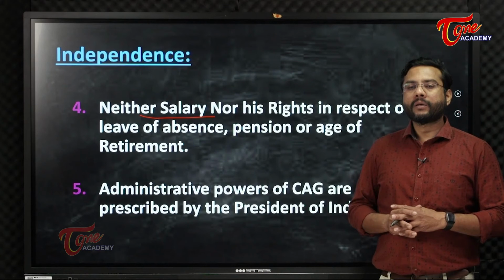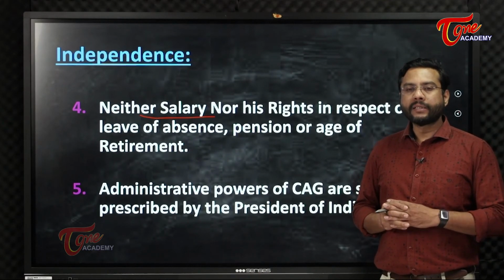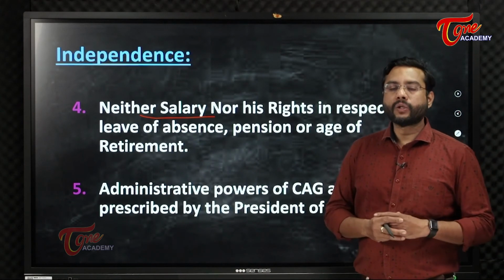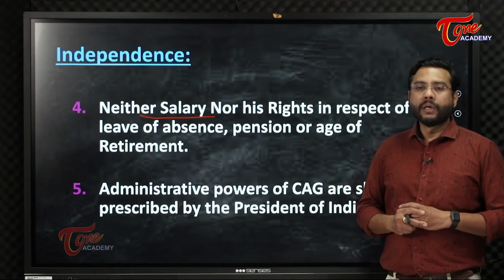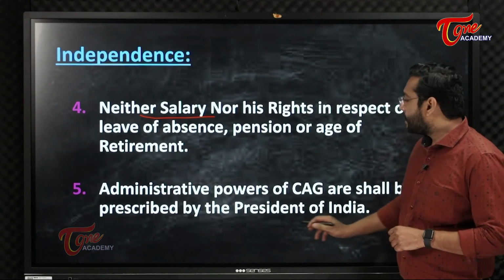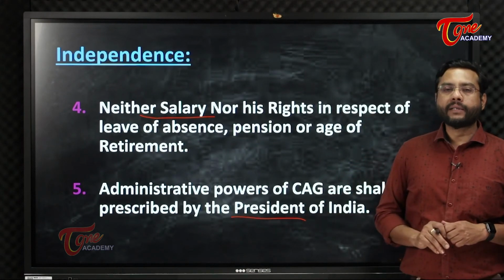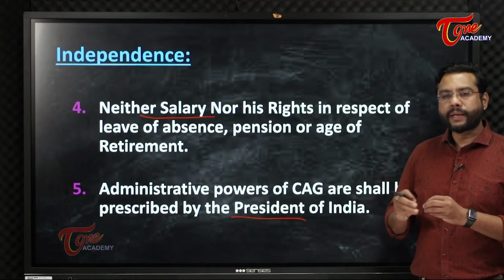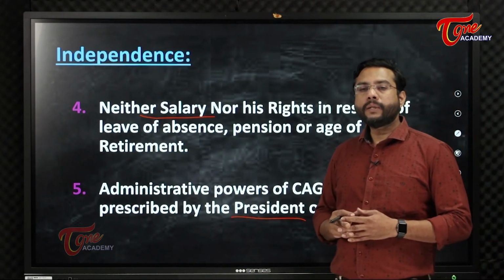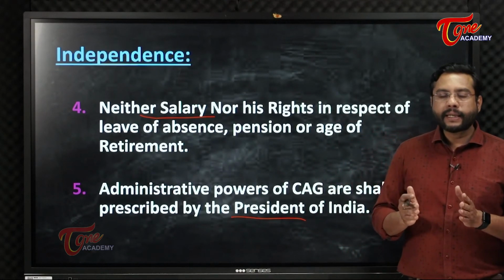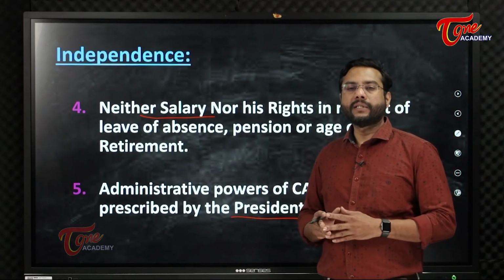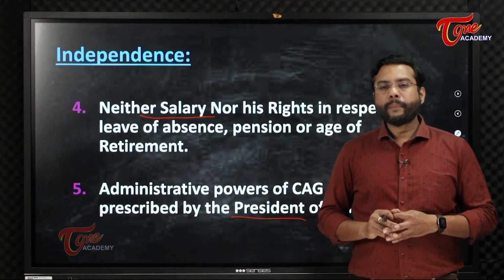We have Article 151 regarding the submission of reports to the president or to the governor. Because we have a constitutional authority and administrative powers given to the office of the CAG, the President of India will look into matters regarding the administrative powers. That is, the President can at any time assign more powers to the CAG, or the President can ask him to look into the audits or accounts of some agencies depending upon the requirement of the time.